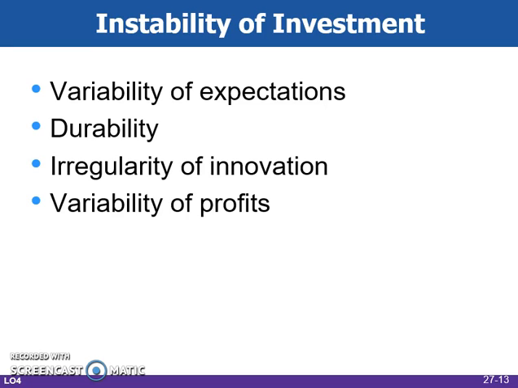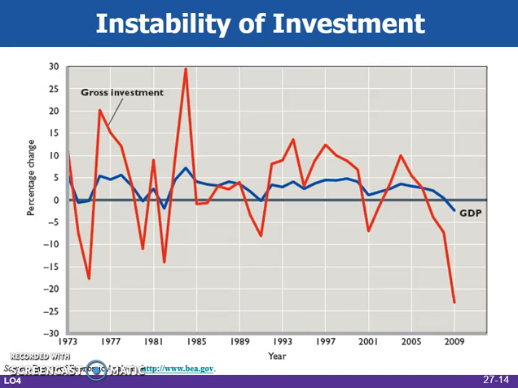This is unpredictable. Innovation occurs irregularly. New products stimulate investment and create waves of investment spending that in time recede. Profits affect both the incentive and ability to invest, and profits vary considerably from year to year, contributing to the instability of investment spending. This figure shows the volatility of investment for the period of 1973 to 2009. Annual percentage changes in investment spending are often several times greater than the percentage changes in GDP.